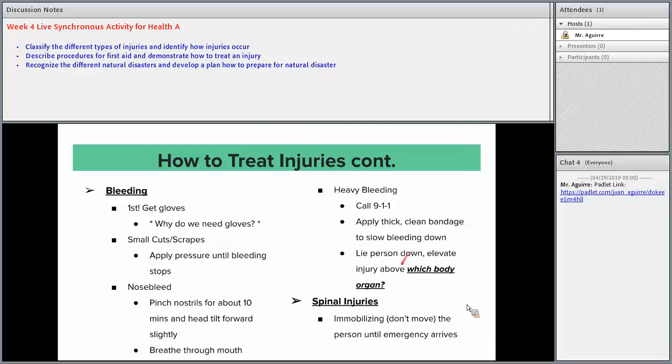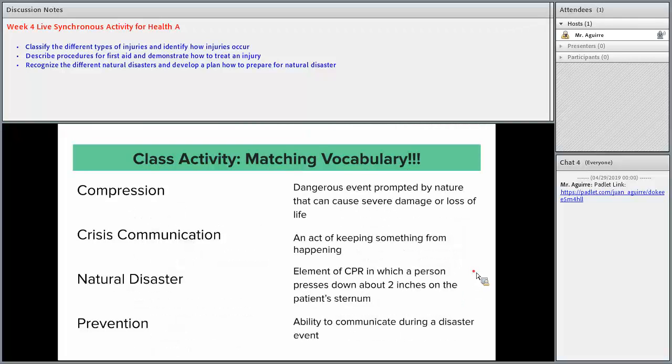Very important. Next activity is our vocabulary. So definitely pause the recording. On the left is 1, 2, 3, 4. On the right is A, B, C, D. Match each vocabulary term.